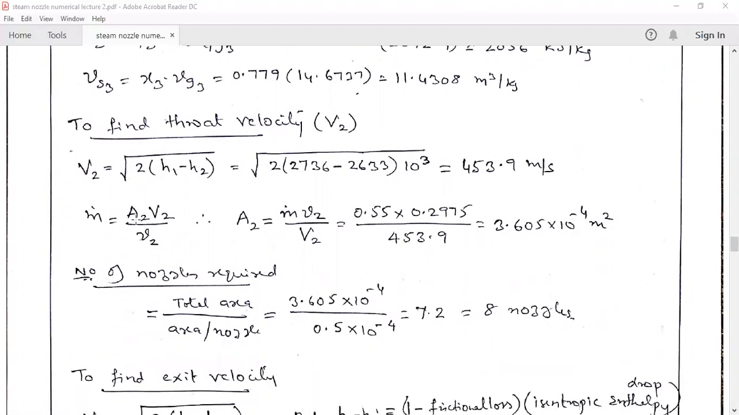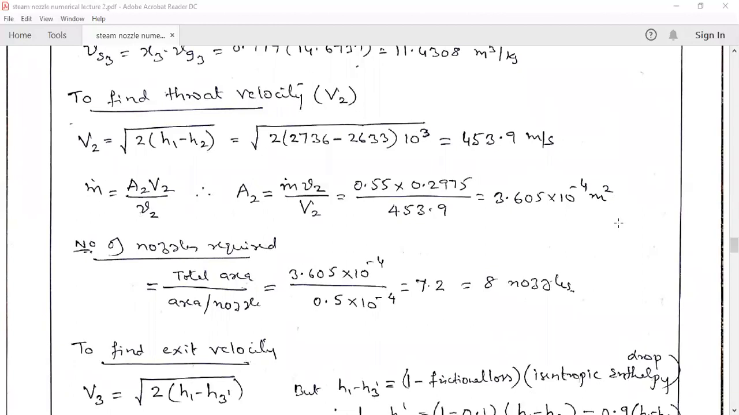Then we need to find out the mass flow rate. So m dot at the throat will be equal to A2 V2 divided by the specific volume. So A2 equals m dot into v2 divided by capital V2. What is the area you get? Area is equal to 3.605 into 10 power of minus 4 meters.